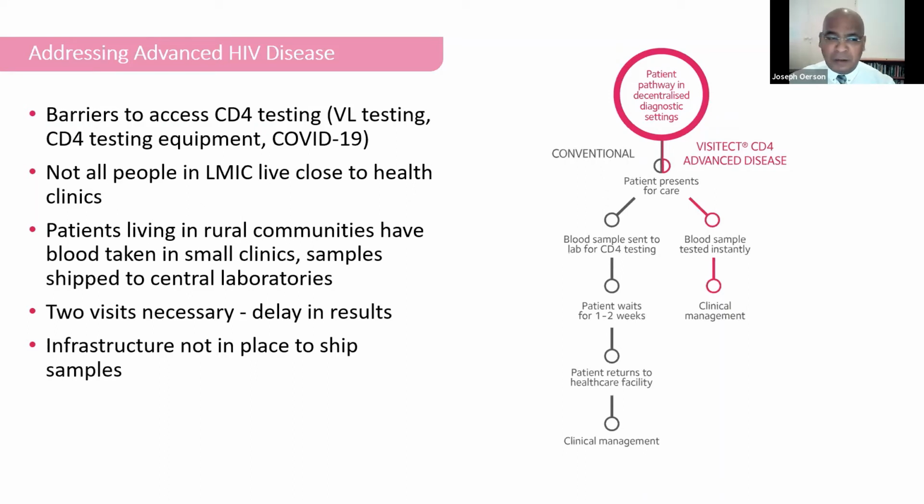We know that in lower and middle income countries, many people live far away from health facilities, and those in the rural communities have their blood taken and sent to a central lab, and we know that they can wait days for a CD4 result. This then means that the patient has to come twice, once for the test and then for the result. And we know that there's not sufficient infrastructure in place to move these samples around to the various facilities.